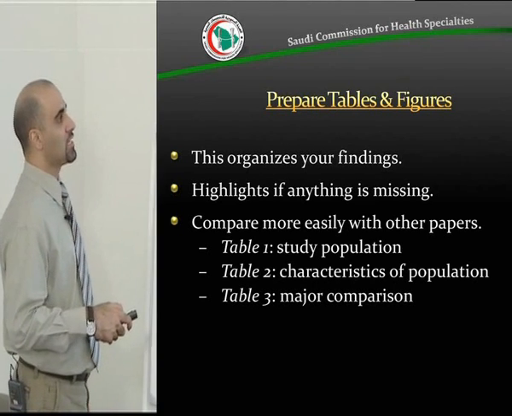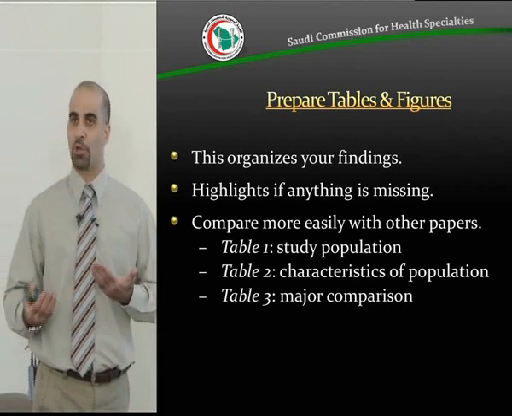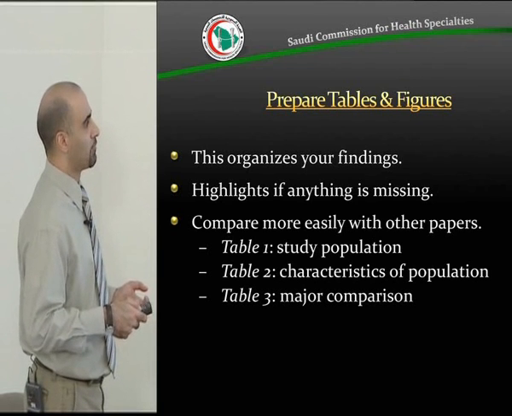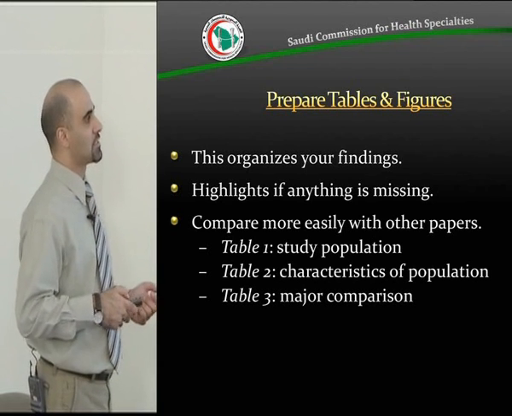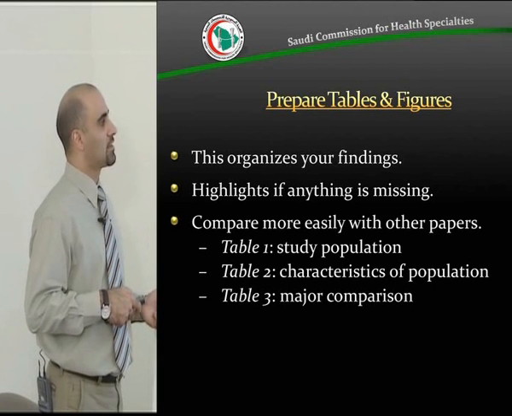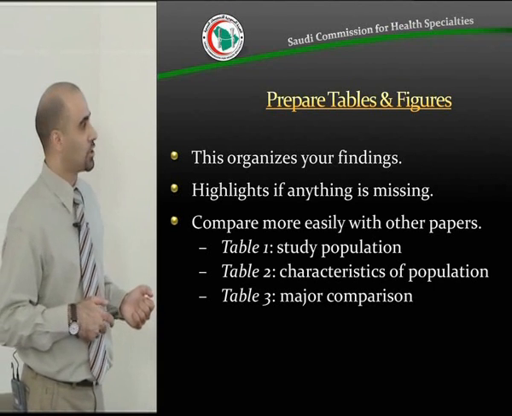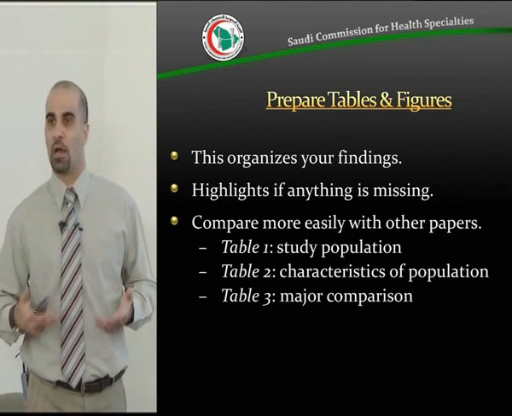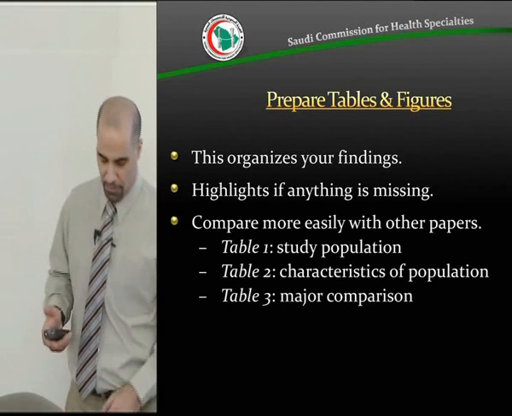And it compares more easily with other papers. When you want to compare your results with other papers, you will be able to compare it easily. Usually the first table is the study population, the second table is the characteristics of the population, and the third table is the major comparisons or the outcomes or the objective of the study.